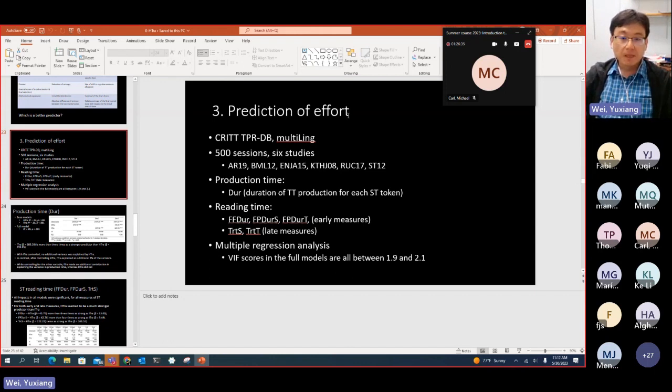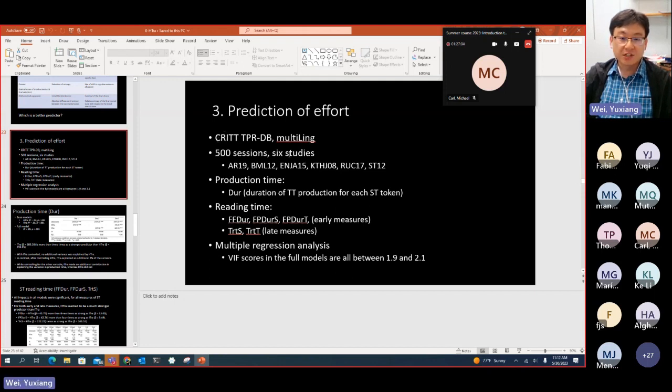Prediction of effort. We use the CRITT TPR-DB. There is a data set called multilink, which includes a set of source texts in English and translated into different languages in different translation tasks. So all these experiments come from the same source text, and that provides a very convenient ground for making some comparison and doing some systematic analyses.